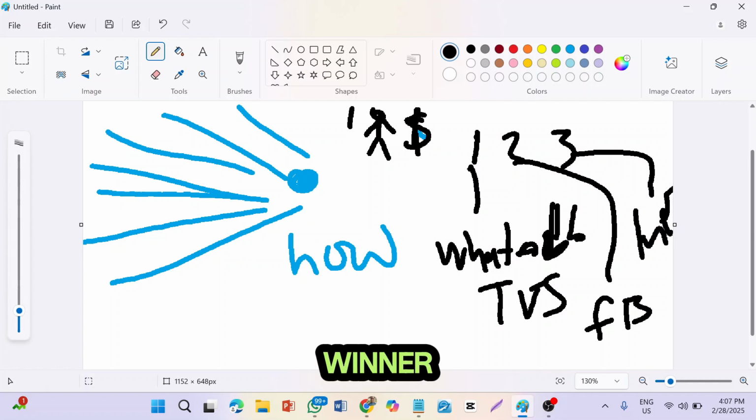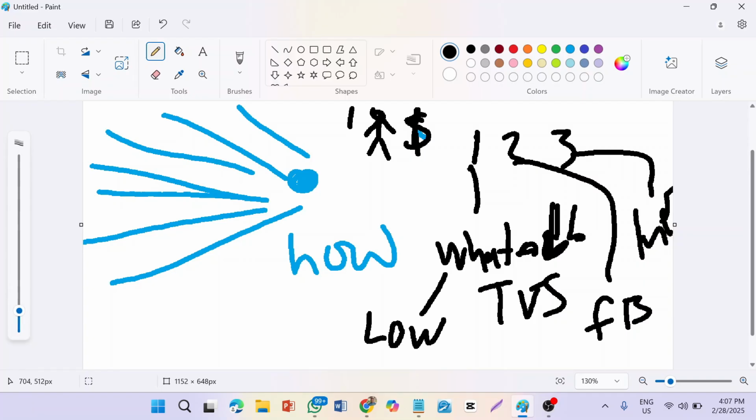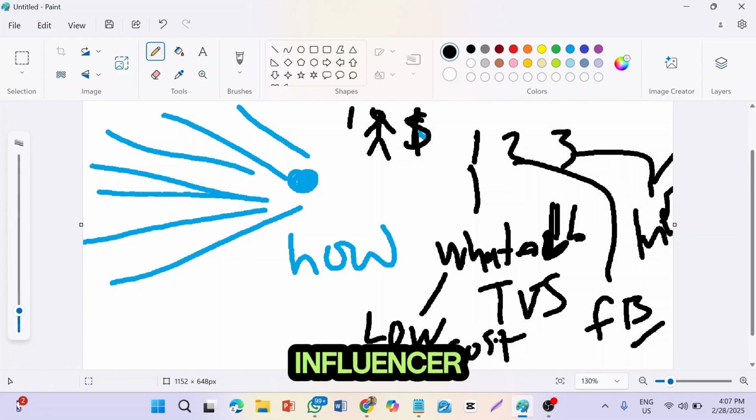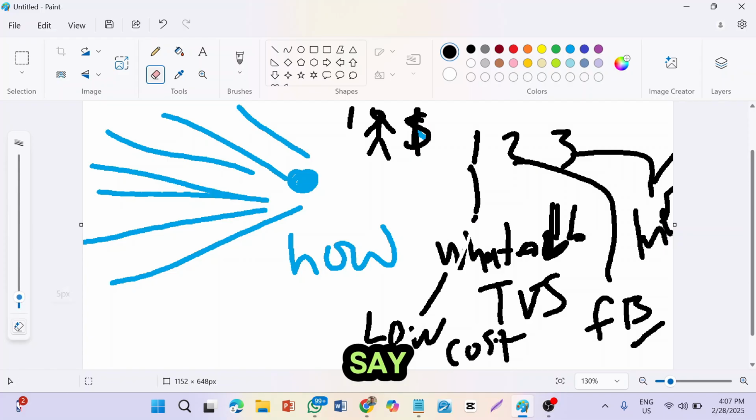But the first way, the cost is lower. That's WhatsApp TVs, the cost is low. The second one, the cost is higher. The influencer ad, the cost is also higher. Now, let's say you pick WhatsApp TVs. How do you go about it?